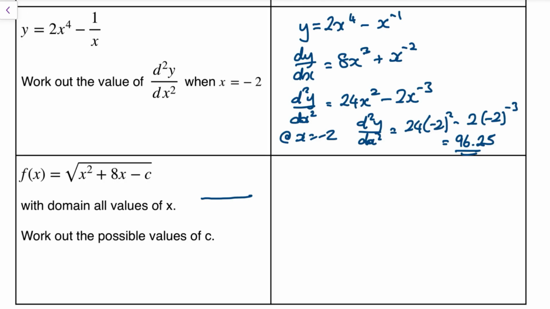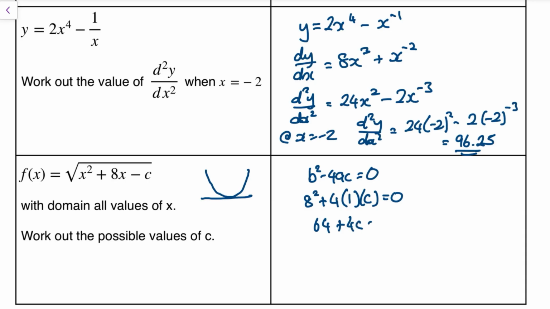Now, the only way that will work is if I'm not square rooting a negative number. So therefore, it must be the case that my graph sits on or above the x-axis. And so therefore, the critical value there is going to be if my determinant, b squared minus 4ac, is equal to 0. So b is 8, so 8 squared, minus 4 times the a, which is 1, times minus c, so that's going to be c, and I'm going to change this to a plus. And I want that to equal 0. So I've got 64 plus 4c equals 0, which means that c equals minus 64 divided by 4, which is going to be minus 16.